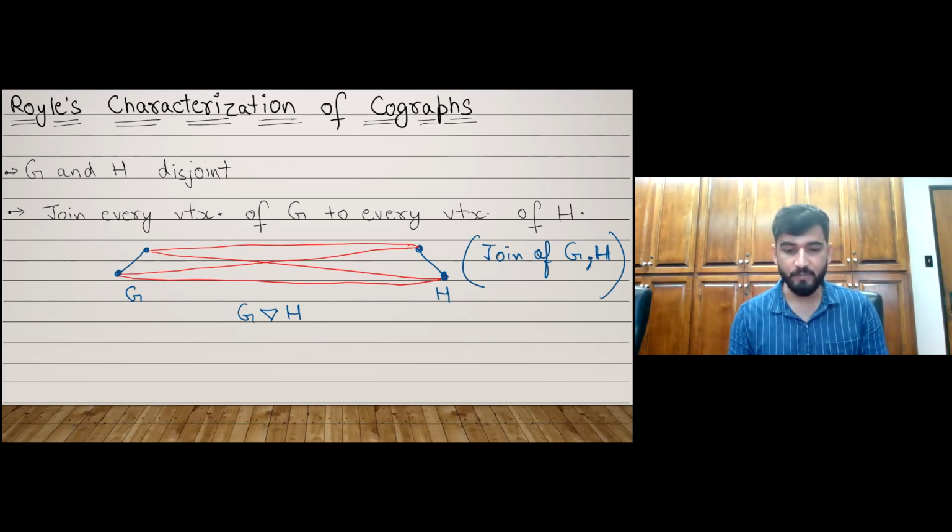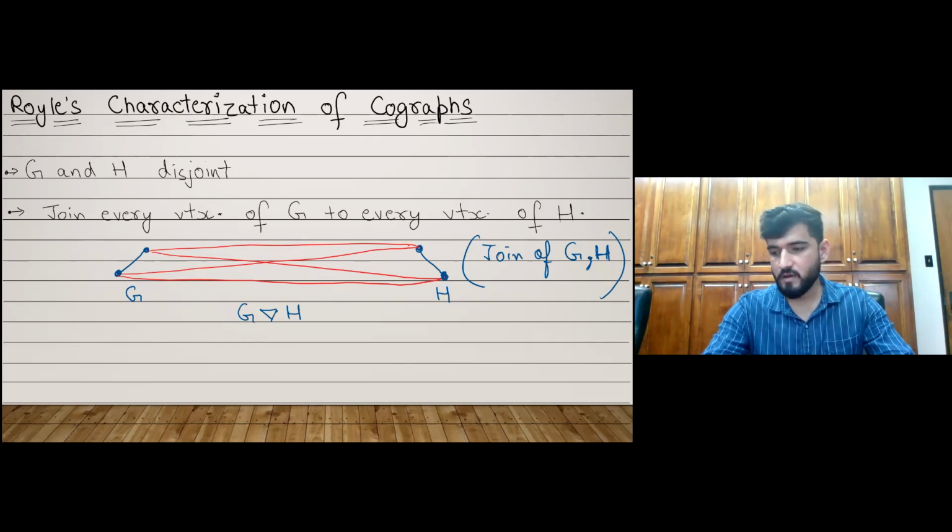Well, there is another way of describing cographs, and this is a characterization by Gordon Royle. This uses the operation of join. So let me describe what the join of two graphs is. If G and H are two graphs, we require them to be disjoint, and we define the join of G and H to be: you have G, and you have a disjoint graph H, and you join every vertex of G to every vertex of H. And that's how you get the join of two graphs.